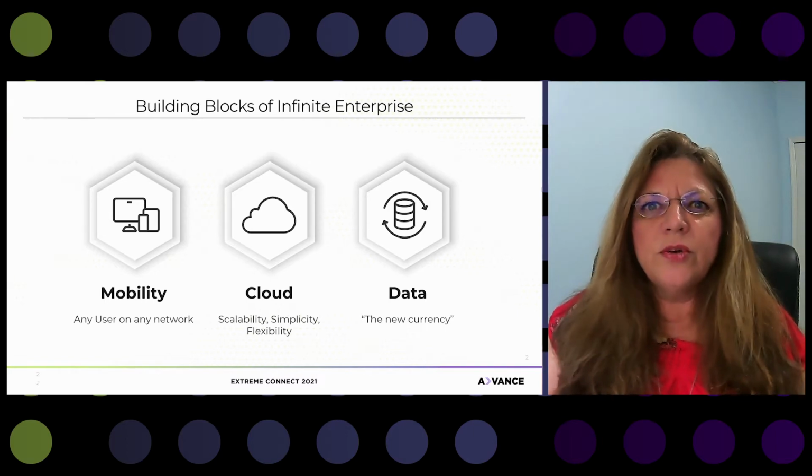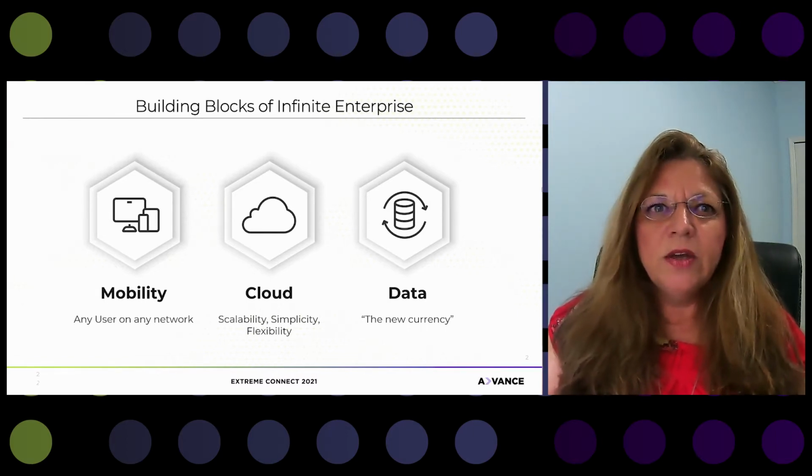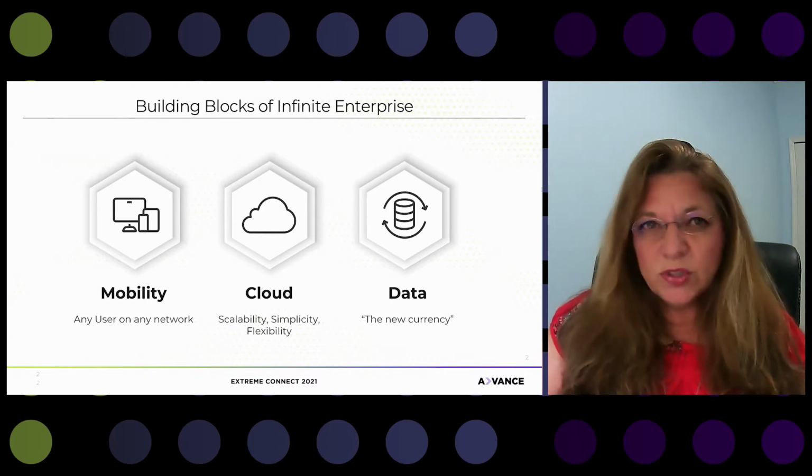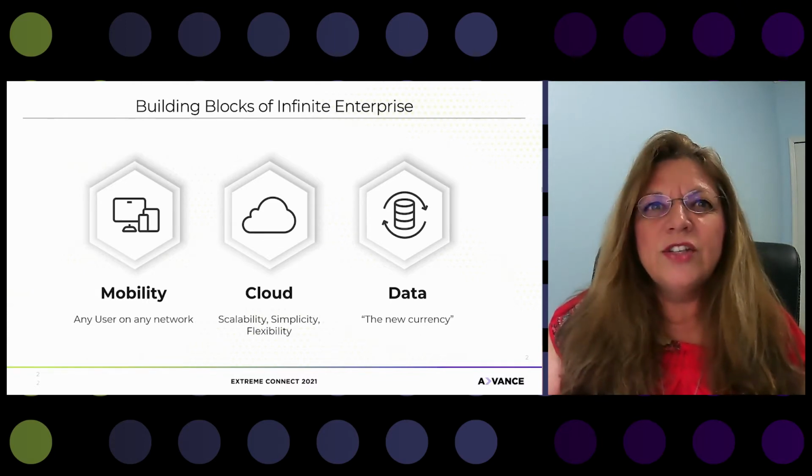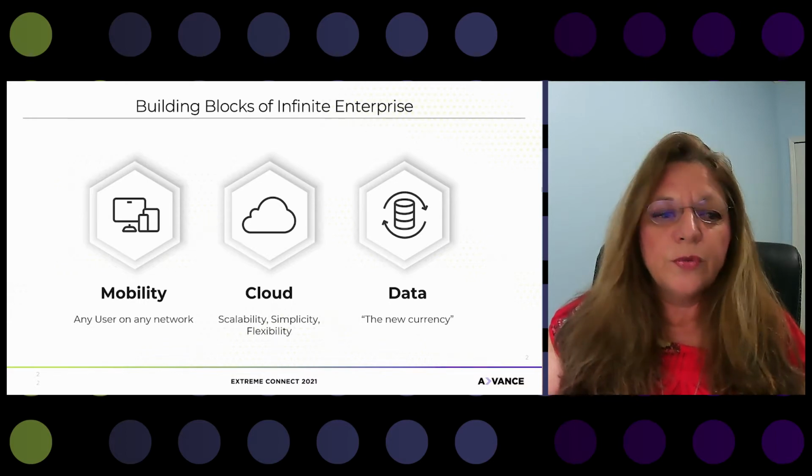That's the cornerstone. That's what we're driving to: mobility, cloud, and data. Mobility doesn't just mean users and devices. It's actually your business. Your business is now mobile. The cloud: infinite scalability, flexibility, simplicity. Data: think about real-time data and the ability to crunch real-time data and make good decisions. That's where we're going at Extreme, and that's the cornerstone for us.